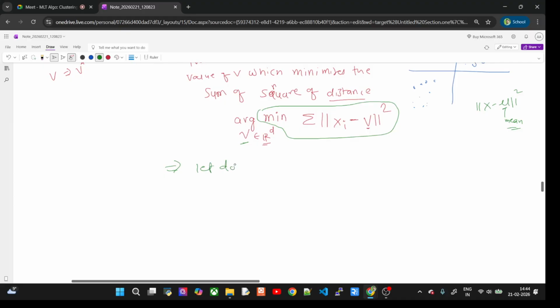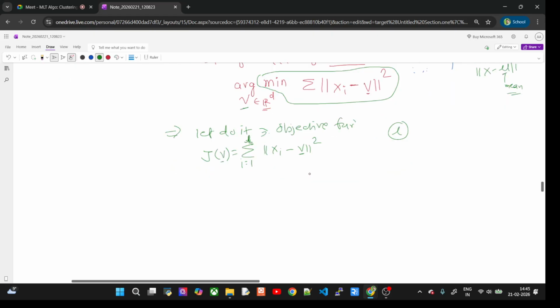The main objective function is the summation of (xi minus v) whole square, with i equal to 1 to l, because here we mentioned l points. So this is one function, j of v. This is the objective function in terms of v, because v is the variable here. I can also take it as f of v, so I will just write f of v.